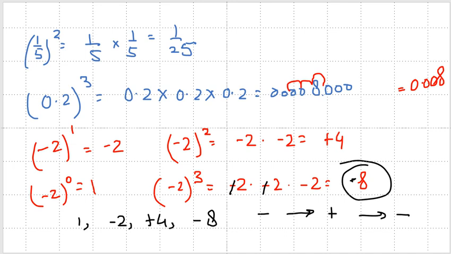So the power changes. If it is an even number of power, such as 2, the sign will be positive. If it is an odd number of powers, such as 1 or 3, the sign will be negative. Does that make sense? Okay.